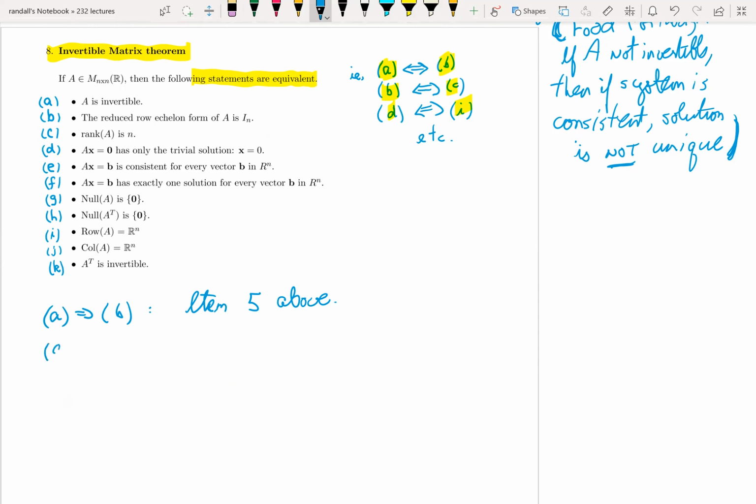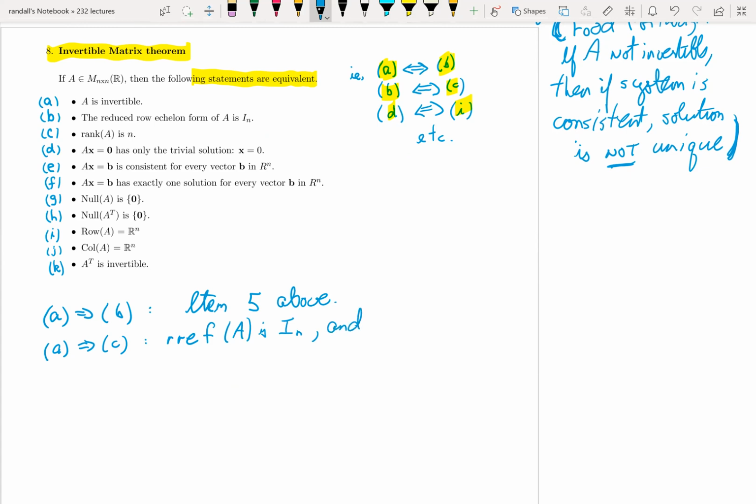What about A implies C? Do we see how that works? So A invertible implies the rank of A is N. What do you think of that? Well, if A is invertible, then its row reduced echelon form is the identity. That's the B part. So I'm actually going to go through B to get this. So let me just write this out here. So the RREF of A is I_N. Okay, so that was the A implies B.